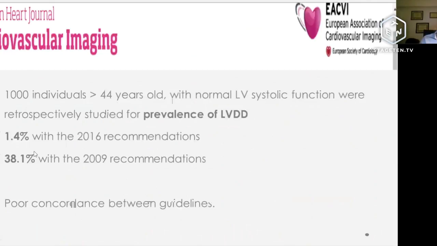Which of course translates into an increase of patients with diastolic dysfunction and an increase of patients with normal diastolic function, because it's just a redistribution of the 50 to 60% of patients that were indeterminate with the previous guidelines. I find this paper very interesting. It's open access. This is taken from the paper itself.